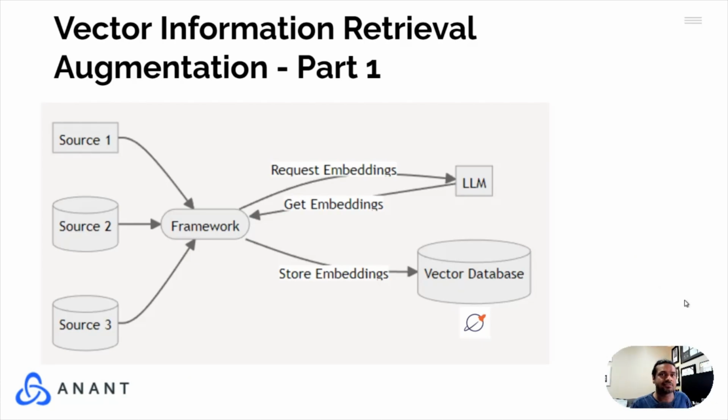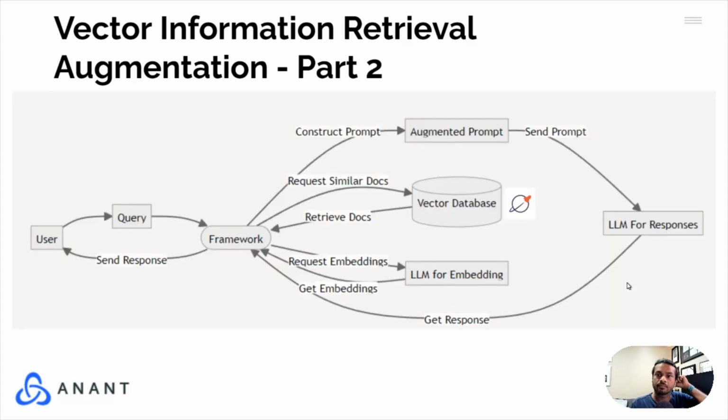So the pre-process of a vector information retrieval augmentation is you take your data, you have a framework hopefully that you didn't make yourself that takes every piece of data, maybe splits it into smaller documents, gets the embeddings from an LLM, and then stores those in a vector database. In our case, it would be PG vector.